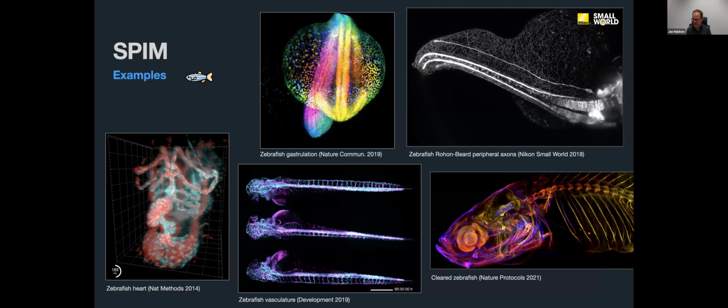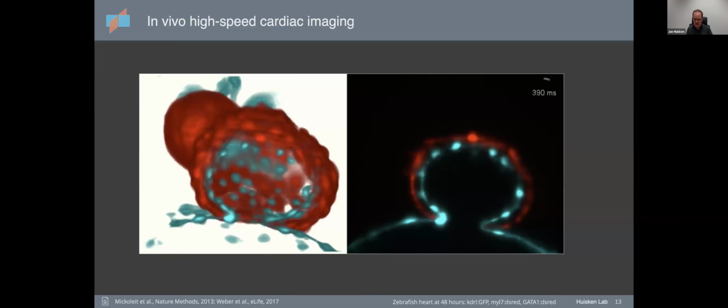At some point during development, of course, the sample becomes too big, not translucent anymore, and then imaging the sample alive may be impossible. At that point, you may need to fix and clear the specimen, but still another light sheet microscope with maybe a different set of lenses is still your friend and the best technique to do this kind of imaging. And imaging a large volume quickly is still something that only light sheet can do.